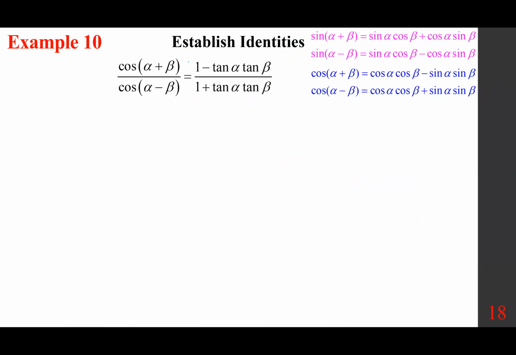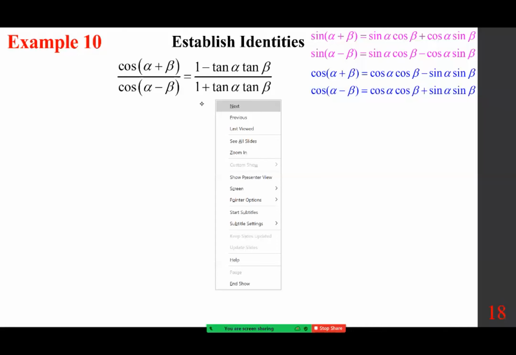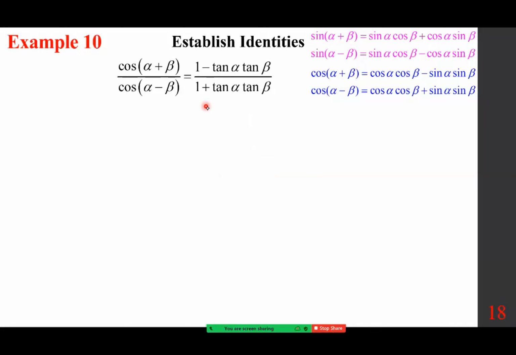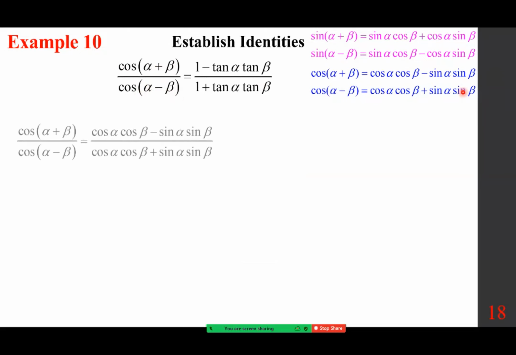All right. Let's establish this identity where cosine of alpha plus beta over cosine of alpha minus beta becomes 1 minus tan alpha tan beta over 1 plus tan alpha tan beta. And we can start with the left side. For cosine of alpha plus beta, we put this. For cosine of alpha minus beta, we put that.